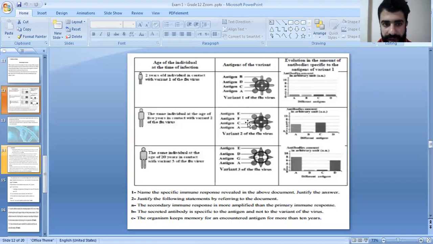Yes, for more than 10 years, even about 18 years. If you see here, from 2 to 20, the amount of antibodies against antigens A and D increases after the second contact with them. This explains that the organism keeps memory cells, an immunological memory against these antigens for more than 10 years, approximately 18 years. So you have a memory that studies these antigens, remembers them, and takes action by secreting a high amount of antibodies specific for them.